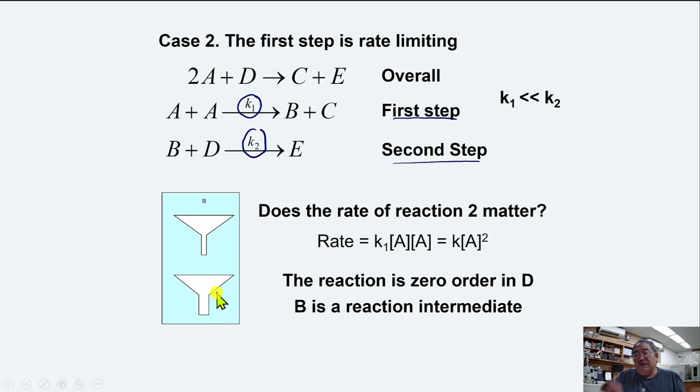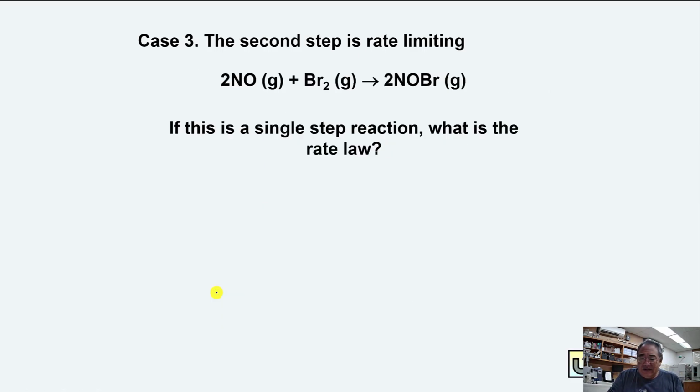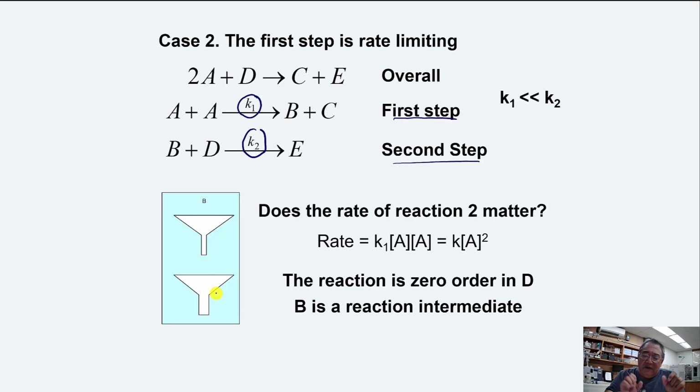Now, if you reverse the funnels, if you make the second step the slow step and you switch those funnels, then water can go through the first one, but then it hits the second one and it stops, because the second one is smaller and doesn't let it through the second funnel.